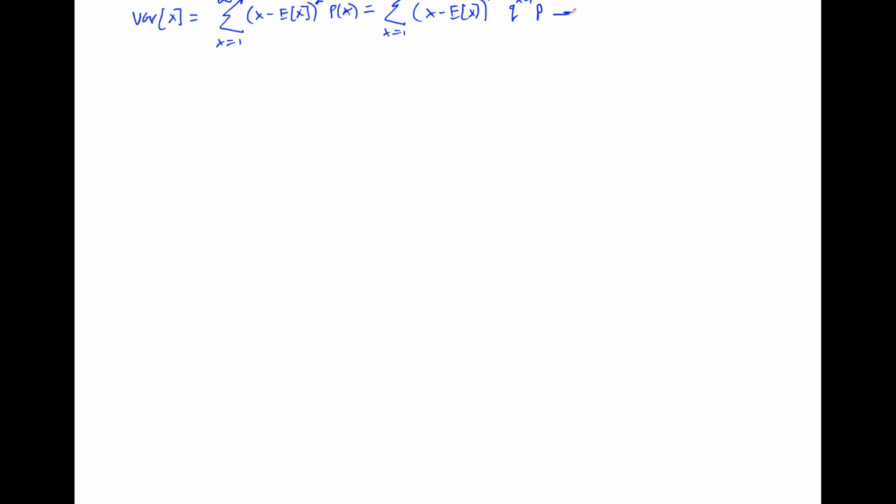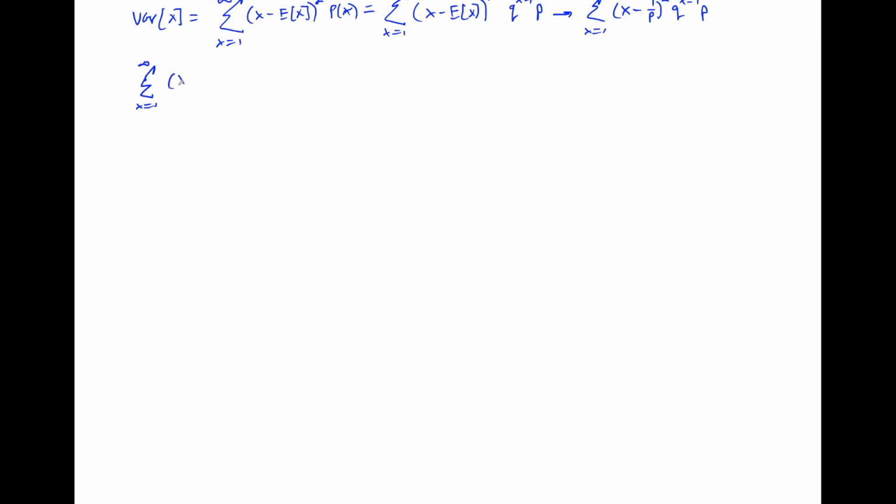So we're going to write, instead of that, E of X, we're going to say the sum as x goes from 1 to infinity of (x minus 1 over p) quantity squared, times q to the x minus 1 times p. All right, so now we're going to do the square. When we do the square, we're going to use the FOIL rule. Infinite sum, x goes from 1 to infinity.